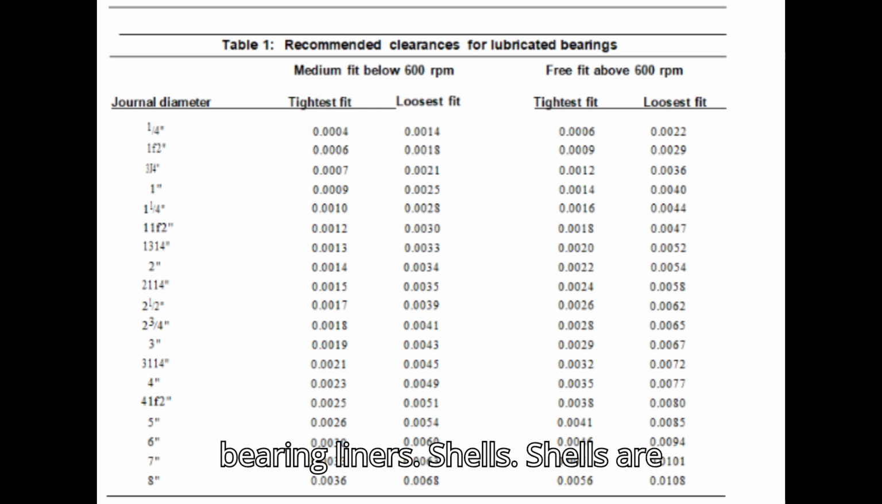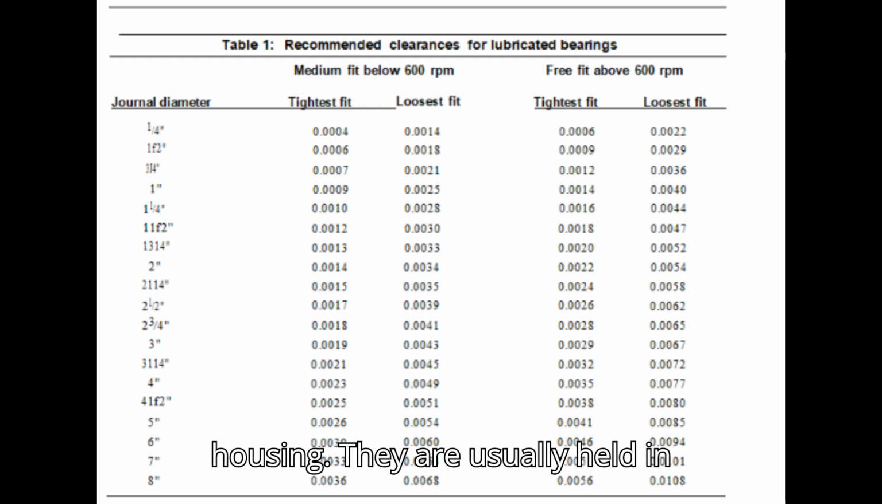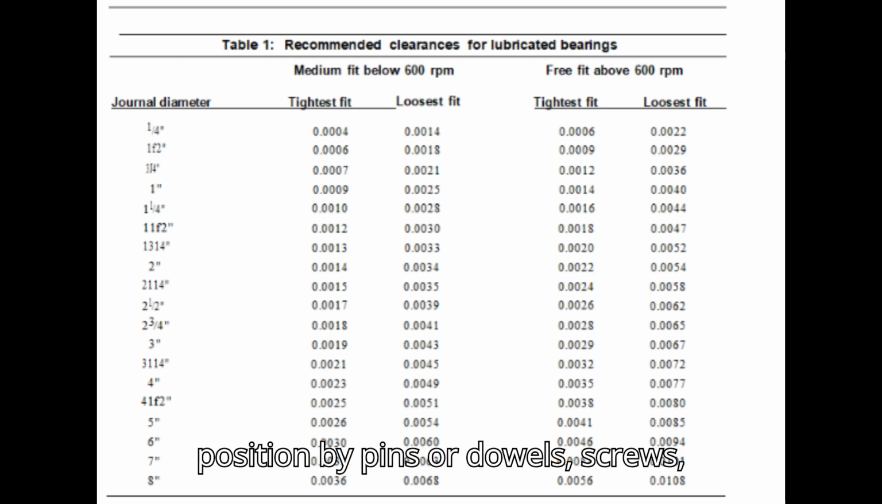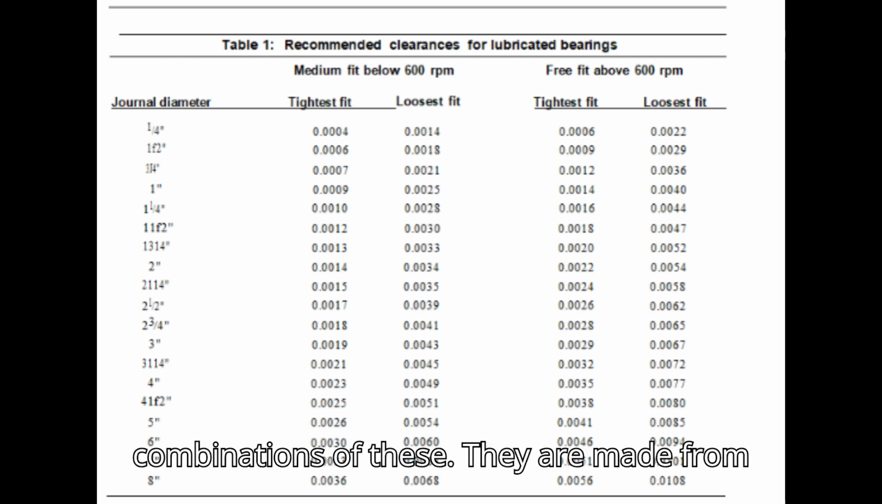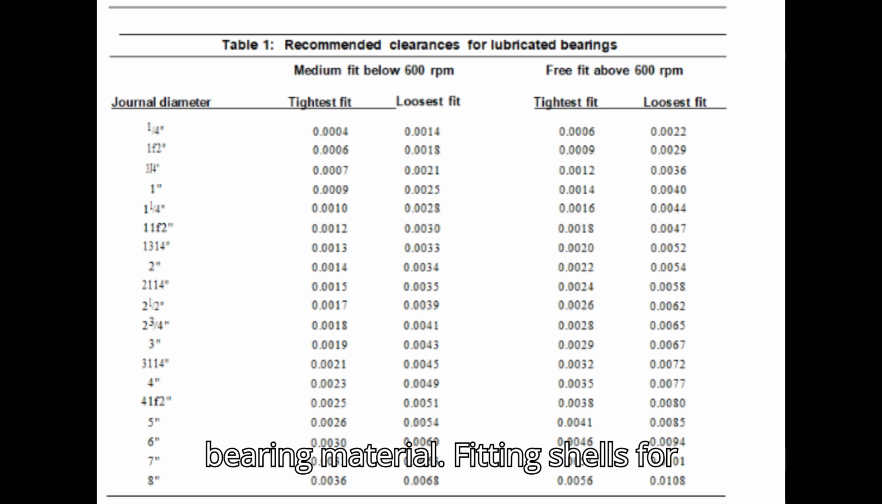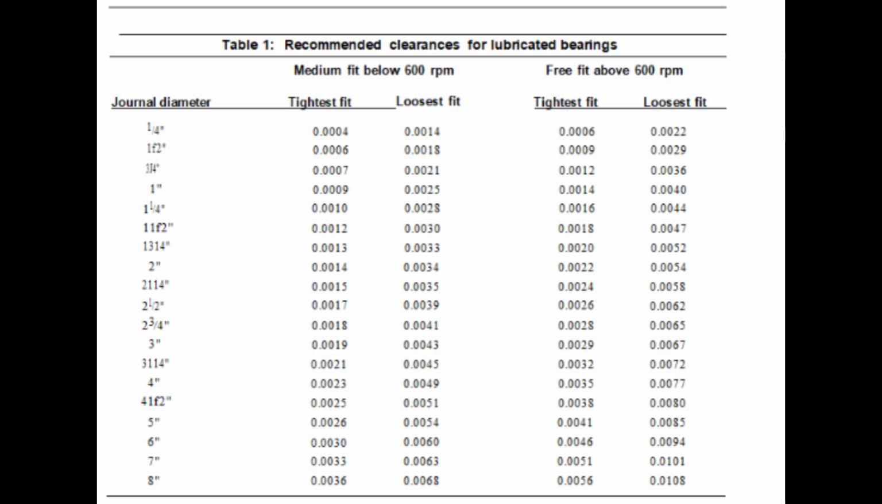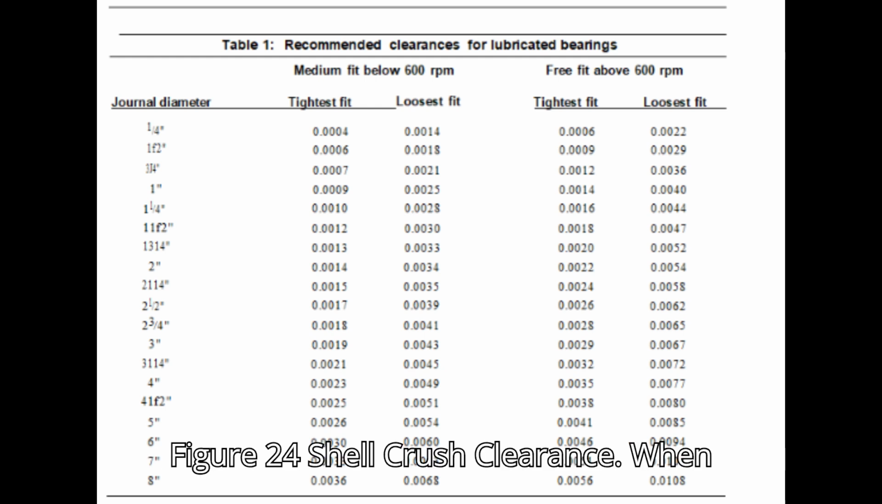Preformed bearing liners. Shells. Shells are two-piece liners installed in a bearing housing. They are usually held in position by pins or dowels, screws, special bearing designs, compression, or combinations of these. They are made from any common metallic or non-metallic bearing material. Fitting shells for surface finish, lubrication entry, clearance and lubrication is done by the same procedures as for poured bearings. Figure 24, shell crush clearance.